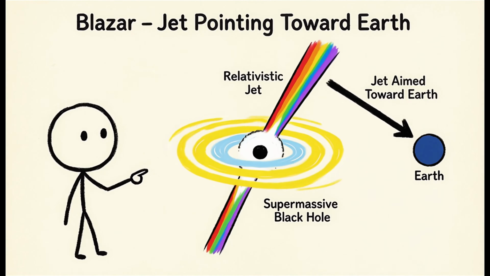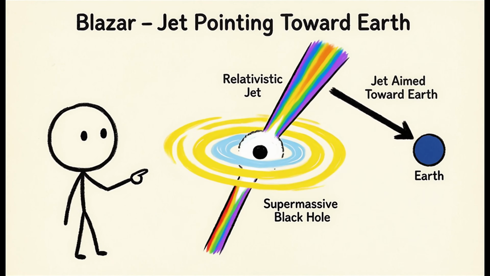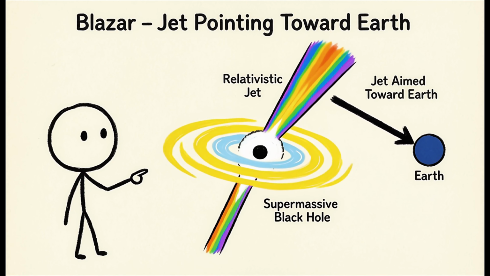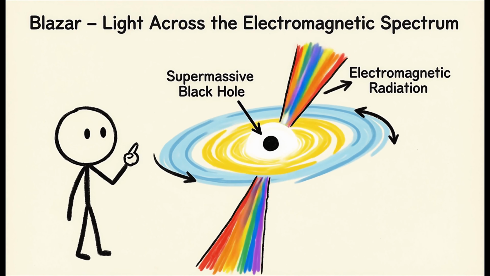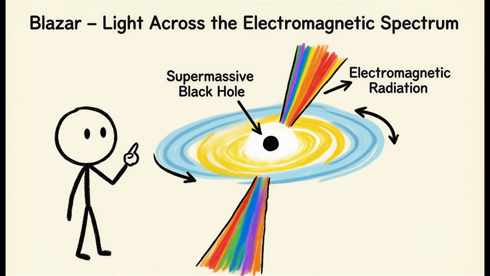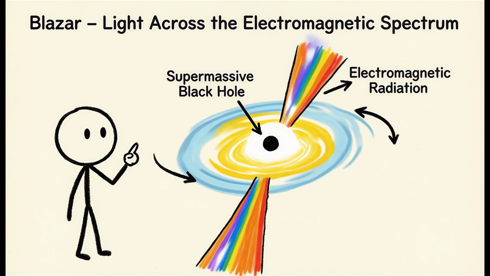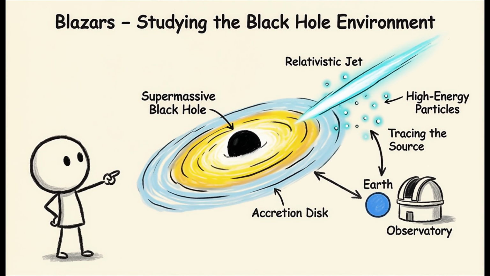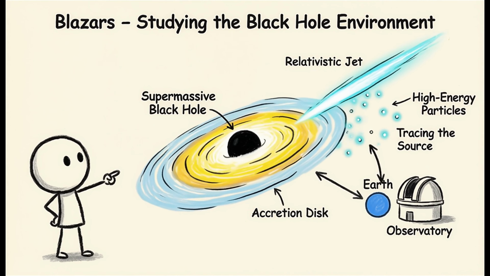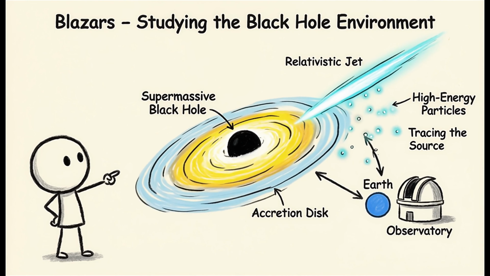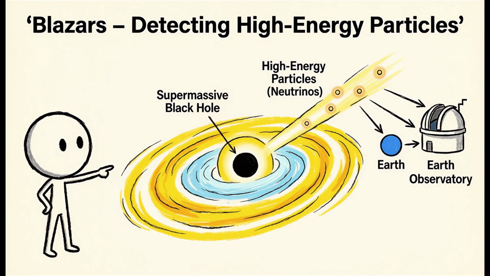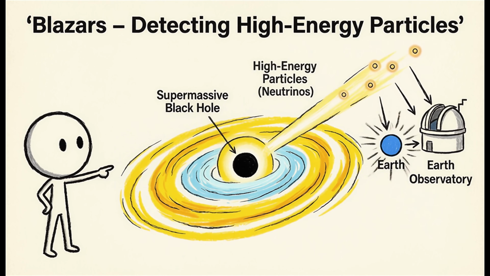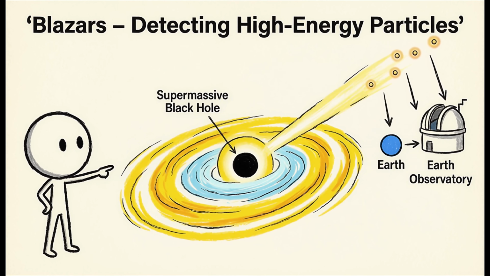Blazars. Blazars produce light across the electromagnetic spectrum. Their powerful jets point almost directly at Earth, so they appear brighter than other active galaxies. Observatories on Earth can sometimes detect high-energy particles, like neutrinos, produced within the jets, and trace them back to their home galaxy. This information gives scientists a glimpse into the environment around the blazar's supermassive black hole.